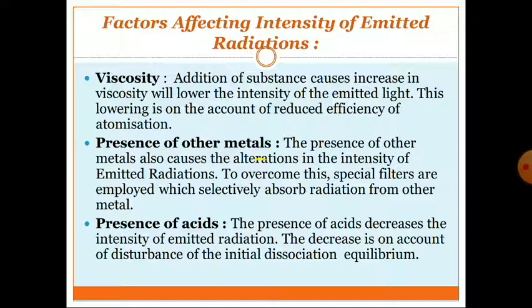That means we can see the impurity. The presence of other metals also causes alteration in the intensity of emitted radiations. To overcome this, special filters are employed which selectively absorb radiation from other metals. To overcome these other impurities, or simply the other metals, we can use special types of filters. That filter will select only a particular wavelength from other types of wavelengths.